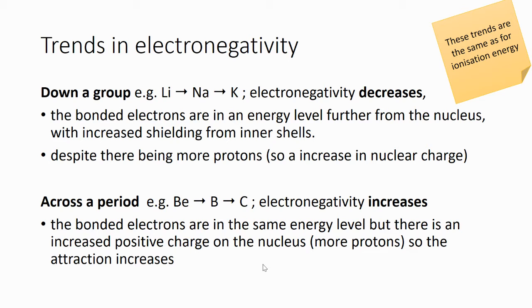As you go across a period or a row, for example, from beryllium to boron to carbon, electronegativity increases. The bonded electrons are in the same energy level, but there is an increased positive charge on the nucleus because there are more protons. So the attraction between the nucleus and the bonded electrons increases as there are more protons.